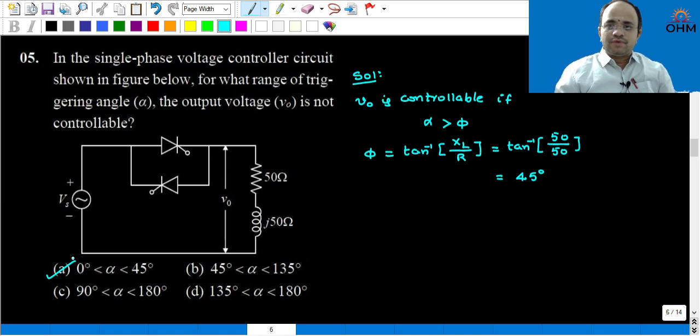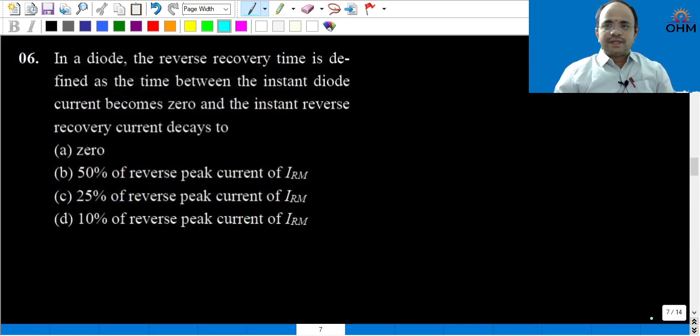Suppose I ask the question in a reverse way: what is the range of firing angle in order to control the output voltage? In that case, you can select B, C, D options. Now, let us go to another question.